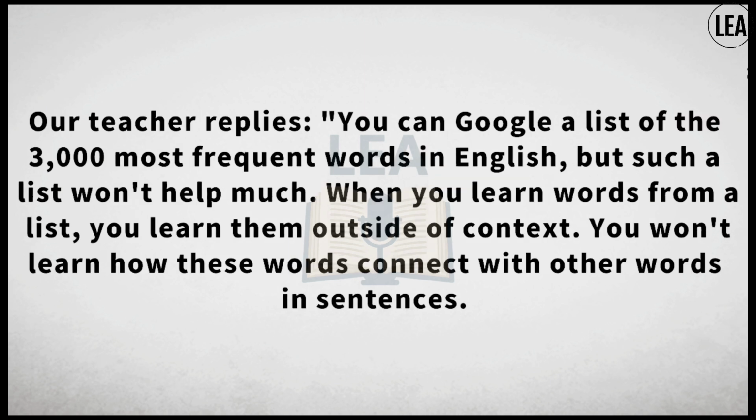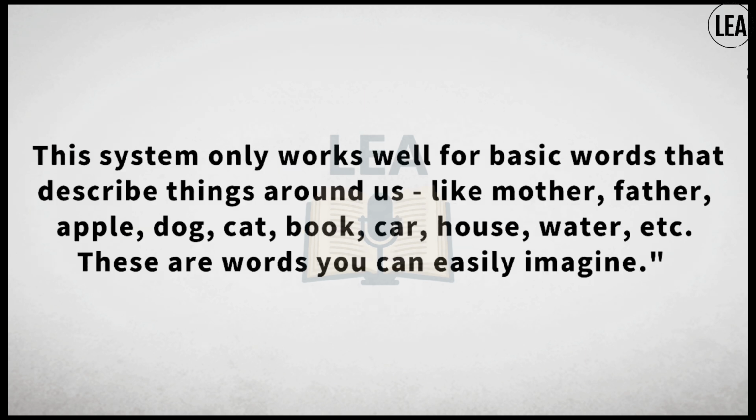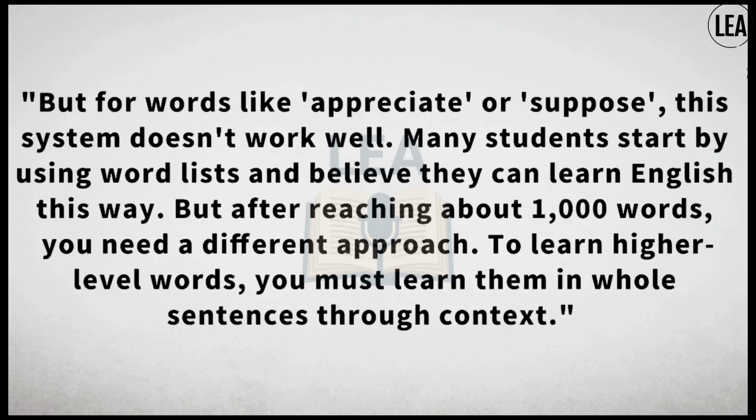Our teacher replies, "You can Google a list of the 3,000 most frequent words in English, but such a list won't help much. When you learn words from a list, you learn them outside of context. You won't learn how these words connect with other words in sentences. This system only works well for basic words that describe things around us, like mother, father, apple, dog, cat, book, car, house, water, etc. These are words you can easily imagine. But for words like appreciate or suppose, this system doesn't work well.